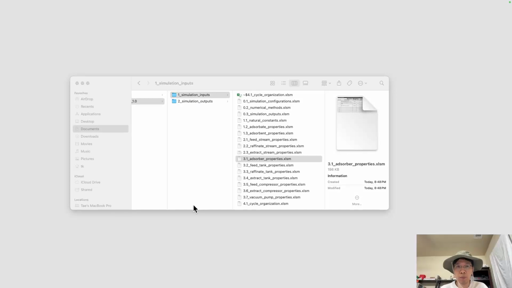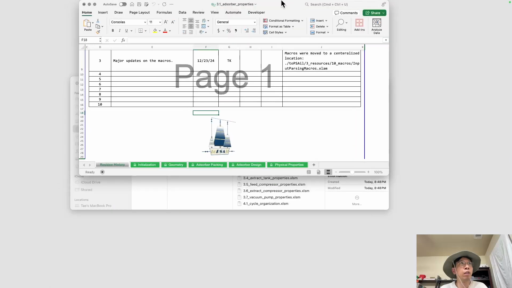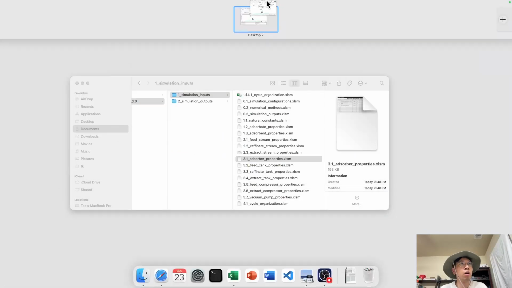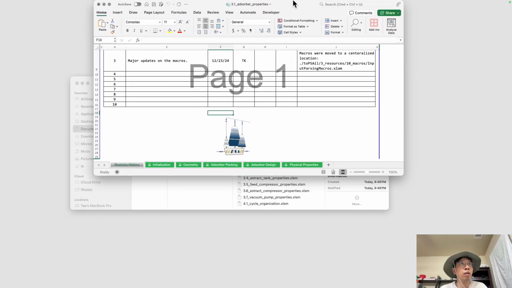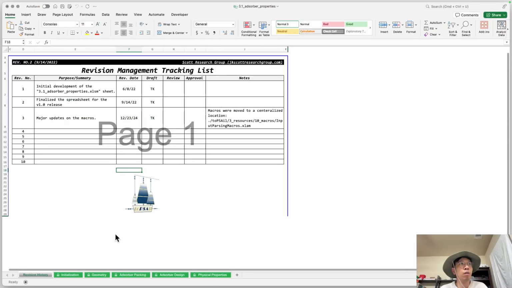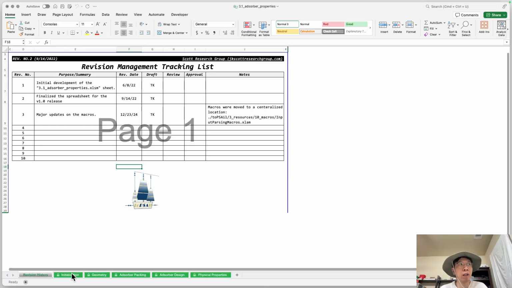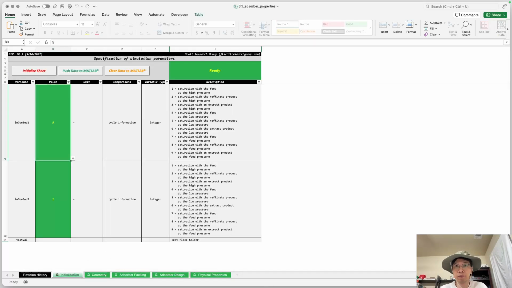The purpose of this video is to talk about how to specify the adsorber properties. Now we're getting into some interesting stuff, where we're actually designing these packed beds, right? Because a lot of what goes into designing a PSA cycle is the packed bed, how to design the packed bed system. So basically we're configuring that within this spreadsheet here. So let's take a look at this together.